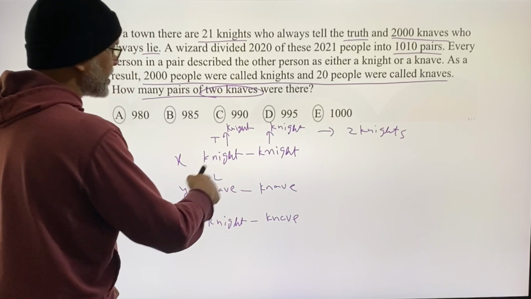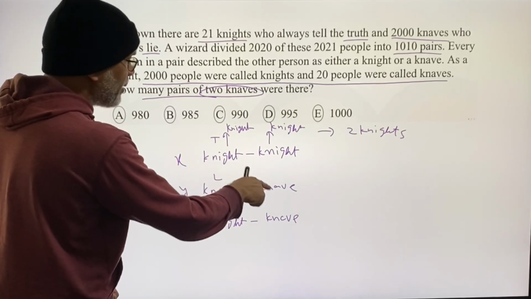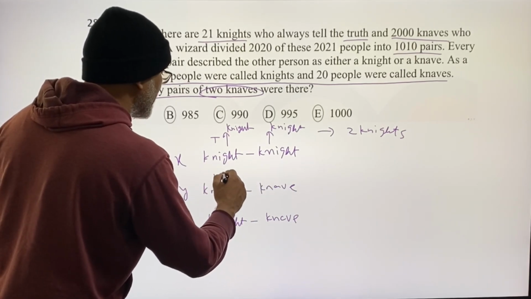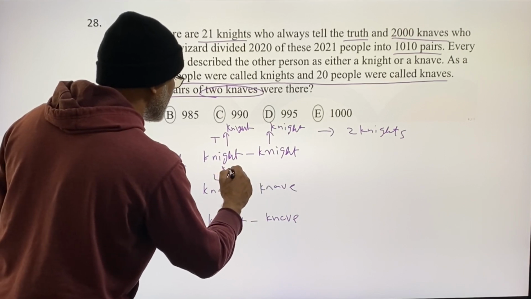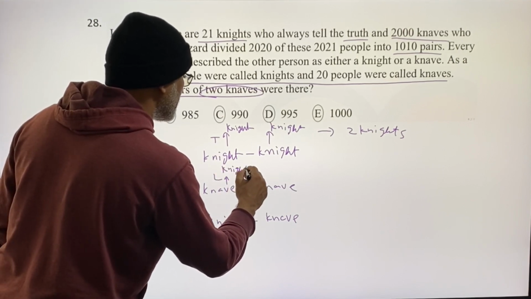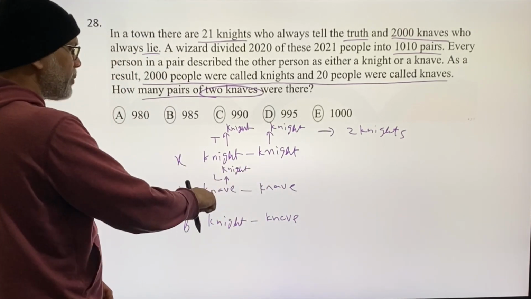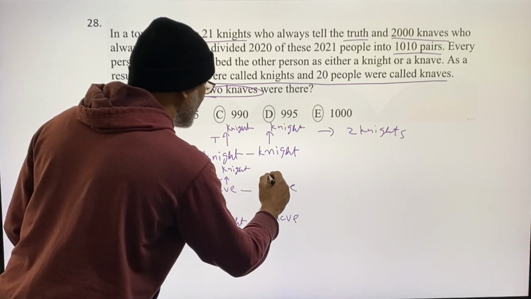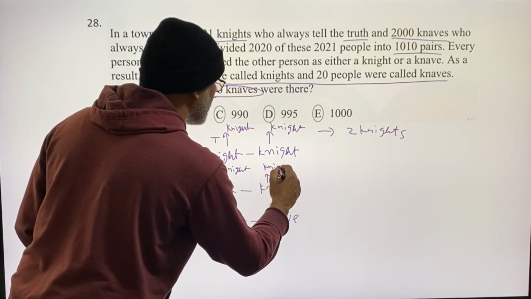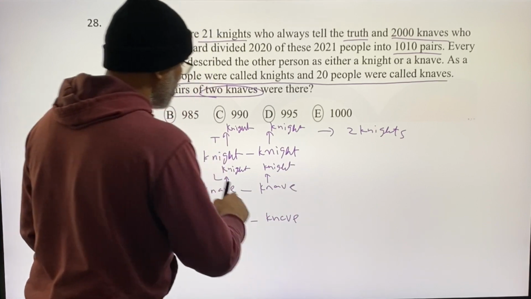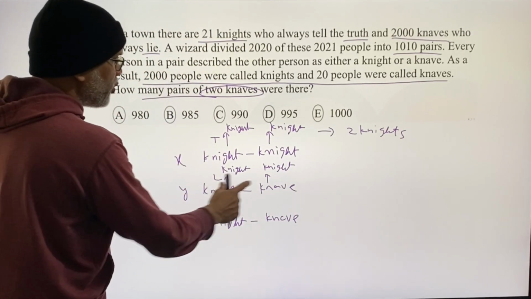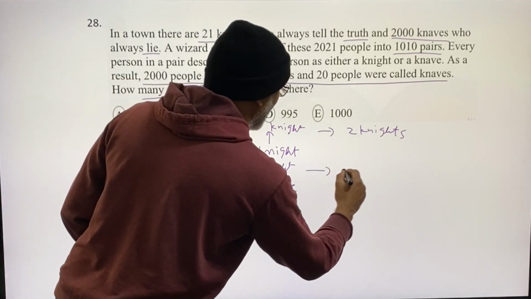All right. How about here? A knave always tells a lie, so he's going to lie about the other person. He's going to say he's a knight. Similarly, this knave is going to lie about the other person and say he was also a knight. So from a pair where both are knaves, I get two knights.